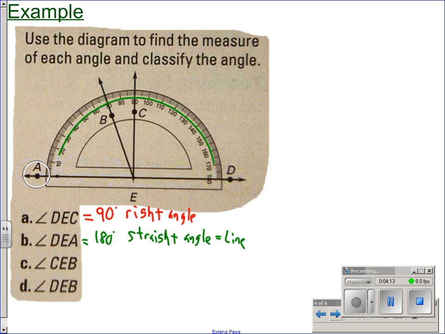Let's clean the picture up again. We'll go to blue this time. Angle CEB, C to E, E to B. So we're looking at this blue angle from here to here. All right, this ray is at 70 degrees on the protractor. This ray is at 90 degrees. So the measure, the difference between them, 90 minus 70, we got a 20-degree angle. If the angle measurement is greater than 0 but less than 90, we have an acute angle.